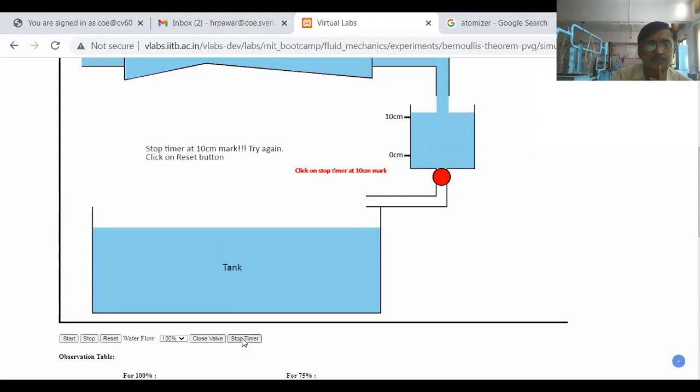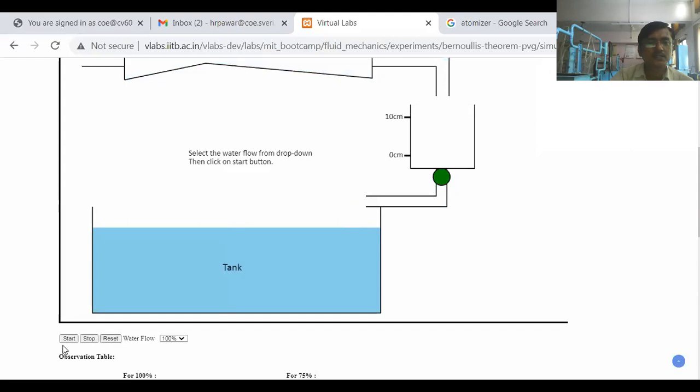And timer has been stopped. Stop the timer at 10 centimeter mark. Try again. Click on reset button. हे 10च्या वरती गेलेलं आहे त्यामुळे असं आपल्याला या ठिकाणी म्हणतात. सो मी काय करतो या ठिकाणी रिसेट बटन क्लिक केलेलं आहे. वन्स अगेन इट विल स्टार्ट. See here how accurate it is. Means whatever mistakes we are doing, it is also showing us.